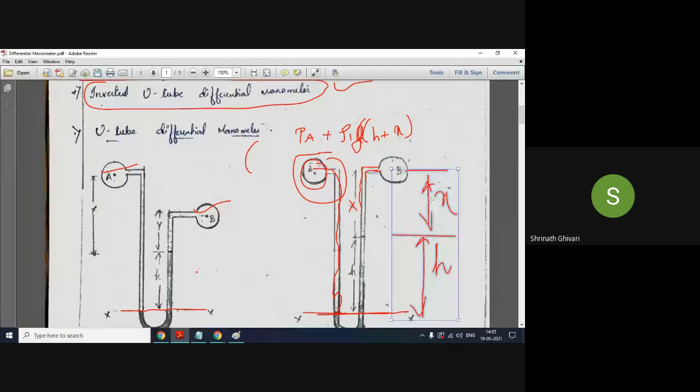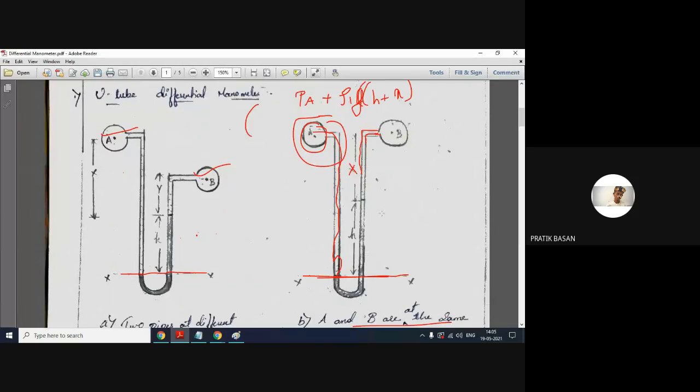Left limb, you understood? Yes, sir. Right limb: PB plus rho G, the density of mercury. Or I'll write rho M for your understanding. We have denoted it as rho G, so I'm writing rho G, into G, that is acceleration due to gravity, into what? Into H. Very good. Then plus rho 2.